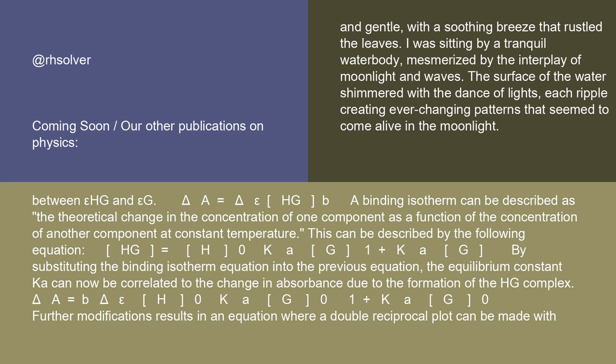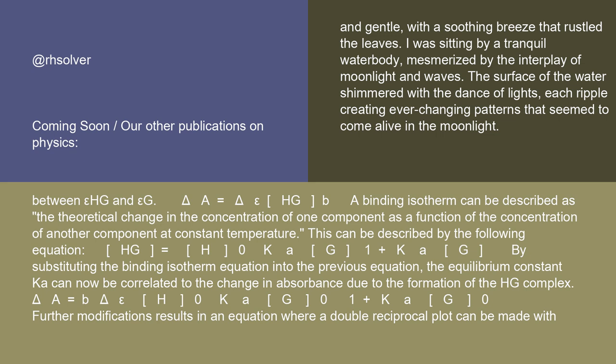Delta A equals delta epsilon [HG] b. A binding isotherm can be described as the theoretical change in the concentration of one component as a function of the concentration of another component at constant temperature. This can be described by the following equation: [HG] equals H0 K_A [G] over 1 plus K_A [G]. By substituting the binding isotherm equation into the previous equation, the equilibrium constant K can now be correlated to the change in absorbance due to the formation of the HG complex. Delta A equals b delta epsilon H0 K [G0] over 1 plus K [G0].